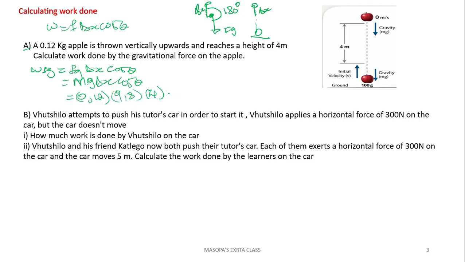And then also cos of 180. So cos 180 basically is -1, therefore meaning that you're going to have a negative work done by gravity. So the work done by the gravitational force will be -4,704 joules. Remember, our work done is in joules.